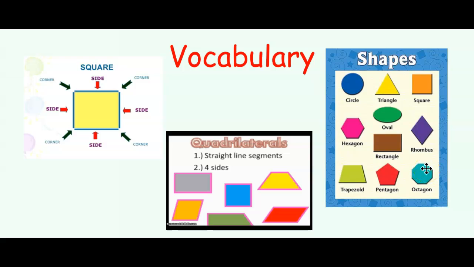An octagon has 8 sides and 8 angles because octa means 8. Just like an octopus has 8 legs, octa means 8. Is an octagon a quadrilateral? No, it's not.